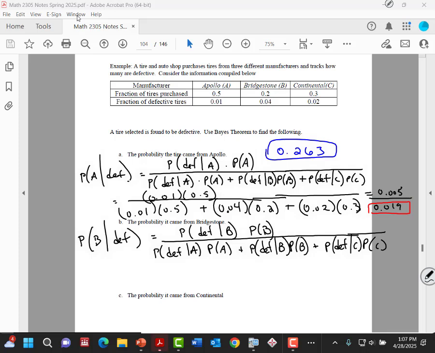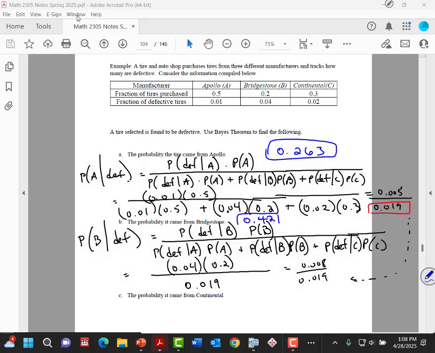If you take a look, this is why I said to consider that number in this red box. The denominator right here stays the same. So this denominator is still going to be 0.019. And in the numerator, it's defective given B times probability of B. This would be 0.04 times 0.2. So if I multiply those out, I get 0.008 over 0.019. And if I divide that out, I'll get 0.421 approximately.